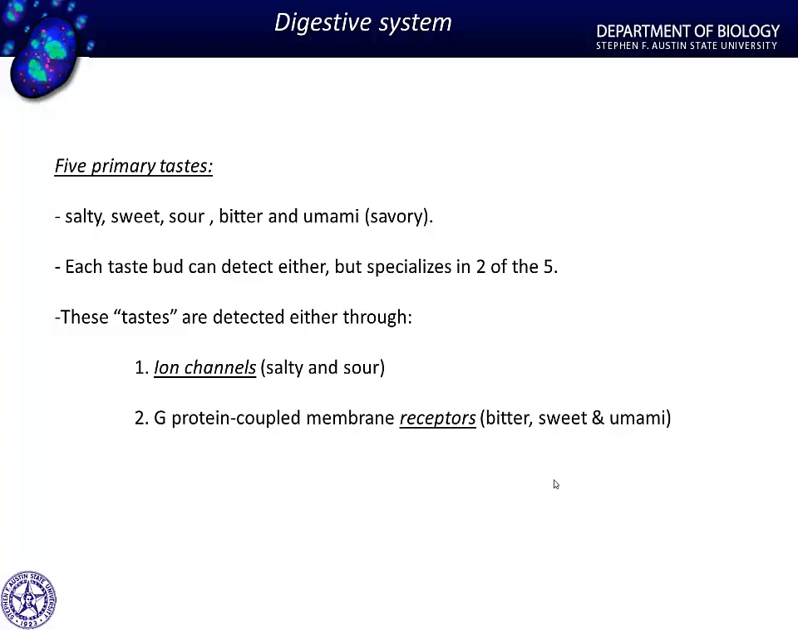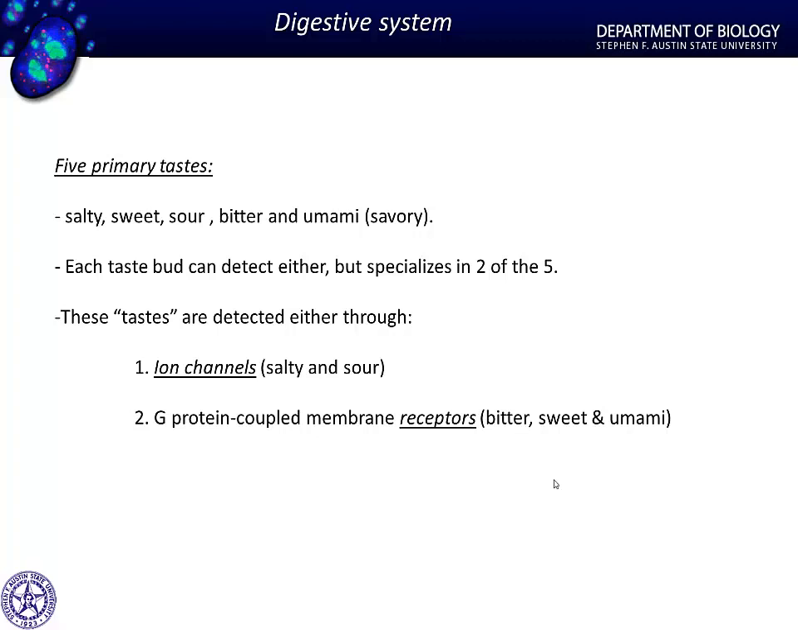Now, the tastes that we can detect used to be 4. We've just recently added the 5th. We know salt, sweet, sour, and bitter, but recently umami was added, and umami is said to be a savory type of taste. Now, each taste bud is going to specialize in 2 of the 5, but any taste bud can detect any of these 5. However, the signaling with which they do this is slightly different.